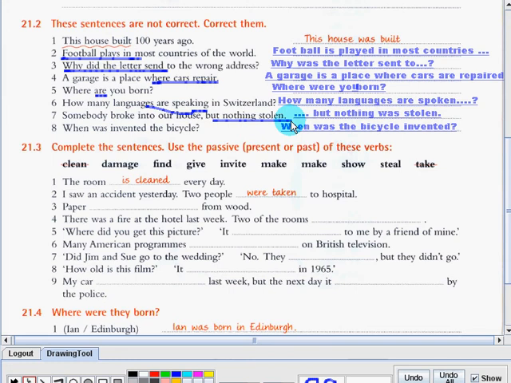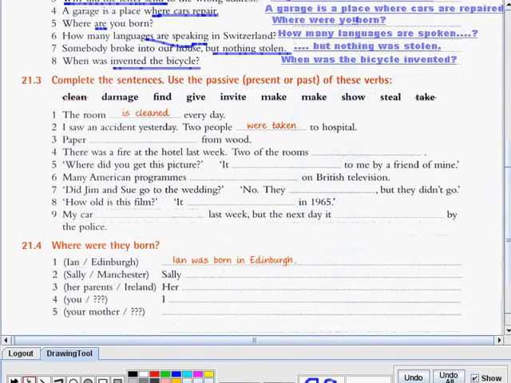Alright, do you have the same answer? I hope you have. Okay, let's have number 8. When was invented the bicycle? Of course, this is incorrect, and find out which part is incorrect. Okay, this one. It should be, when was the bicycle invented? To make it in the passive form of sentence.